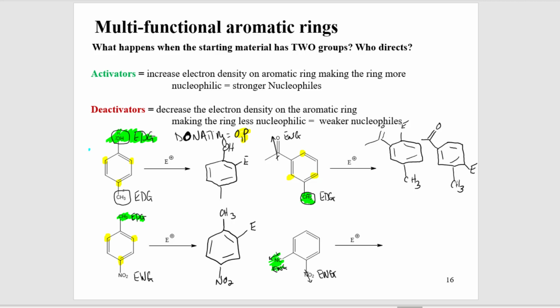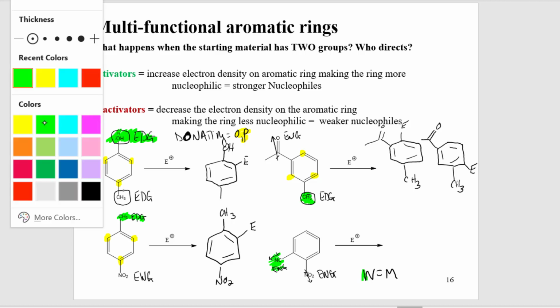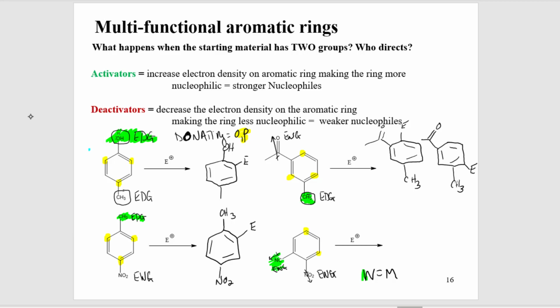It's withdrawing, so it's going to direct meta. So let's see where that takes us. Meta to the boss. Well, I'm going to pick the one that avoids as much steric hindrance as possible. So I would determine that the major product for this one, CN and NO2, would most likely be here.